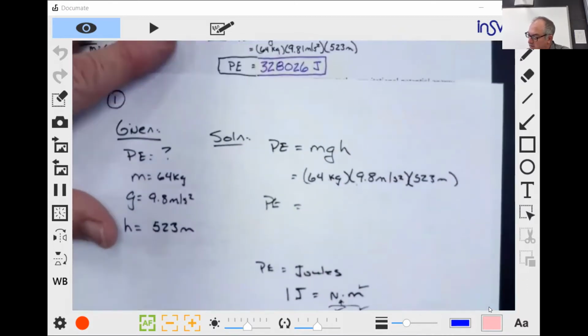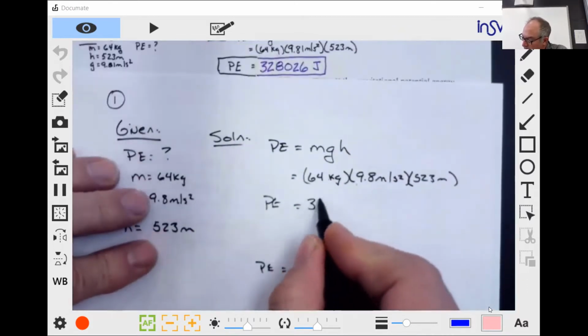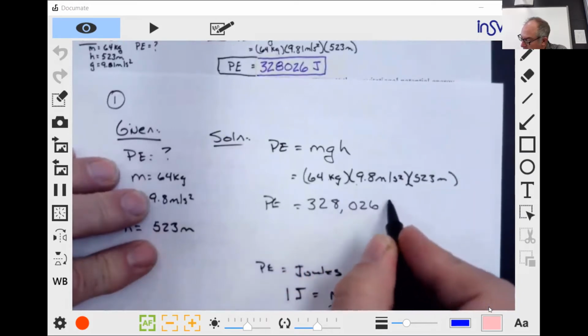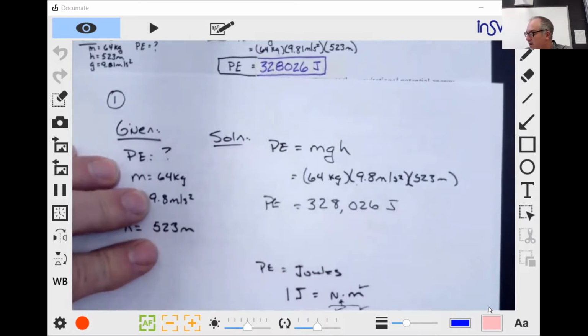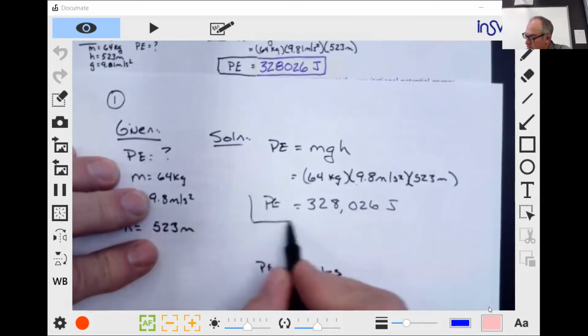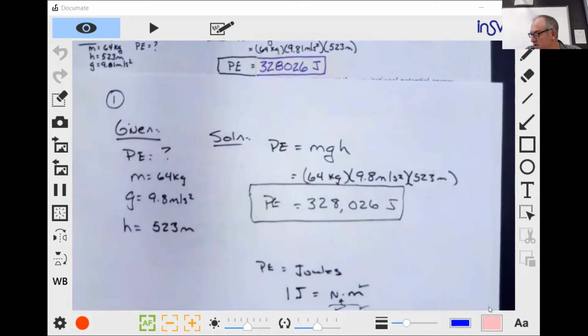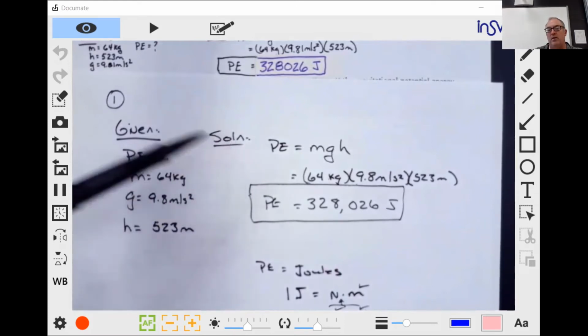And my answer, if I plug it into my calculator, is 328,026 joules. That's how much potential energy that boulder has sitting up on top of the hill. So now you should be able to go on and do the rest of the homework with no problem. Just again, take the time, set up the givens, show me the formula, and everything will work out just fine. So I will see you the next class period.